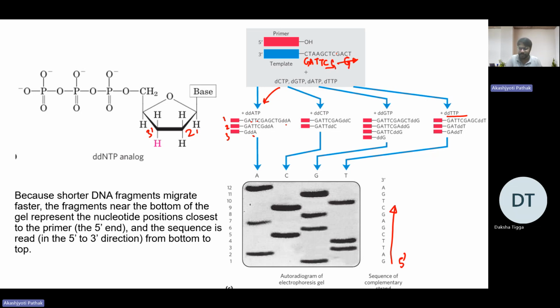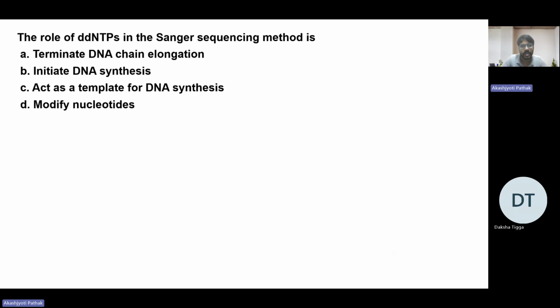As a result, you will get different DNA fragments, and those DNA fragments are passed through capillary electrophoresis, and then you do the sequencing. Okay, so what is the role of ddNTPs in the Sanger sequencing method? It is terminating the DNA chain elongation, because for DNA polymerase to catalyze DNA polymerization, it requires a free 3' OH group. Always remember this. It requires a free 3' OH group for polymerizing in the 5' to 3' direction.